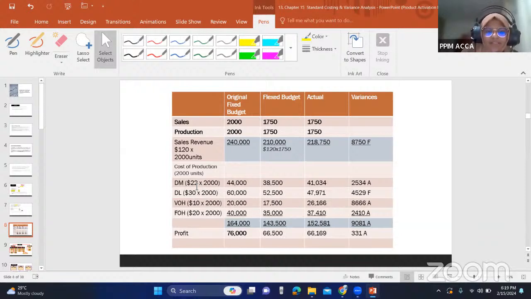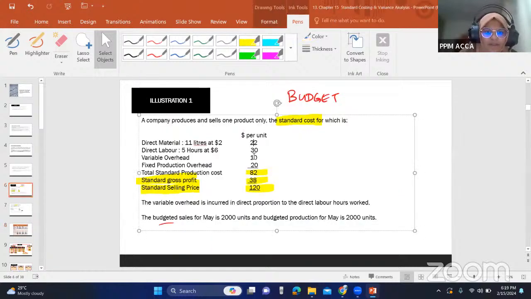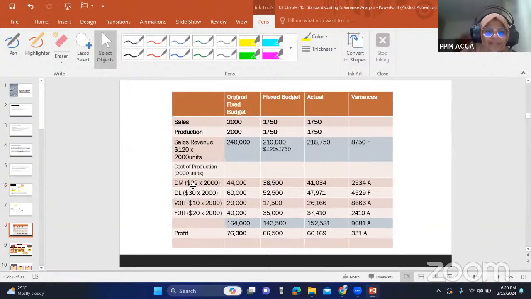Direct material, the standard cost was 22 per unit from the question. Direct labor was 30. Variable overheads was 10. Fixed production overhead was 20 per unit. We take those figures multiplied by the number of units that we budgeted to produce, which is 2,000, and you will get these answers: 44, 60, 20, and 40. When you add them up, it's 164. That is the cost of production. 240 minus 164 is 76.